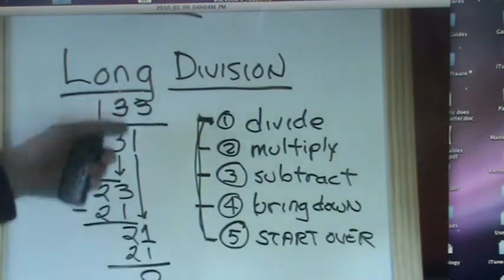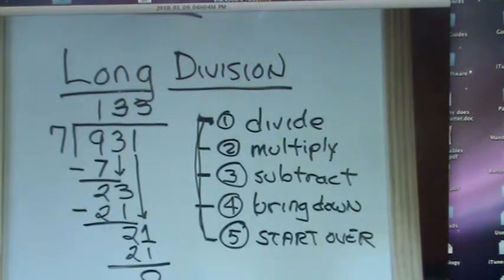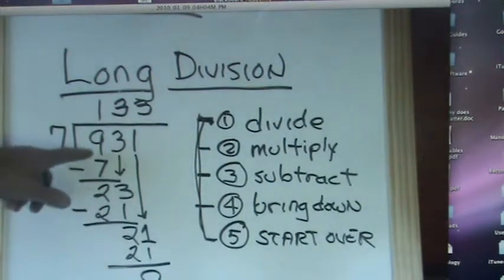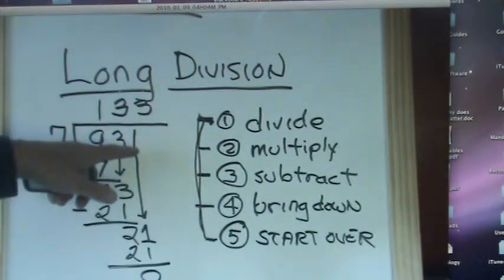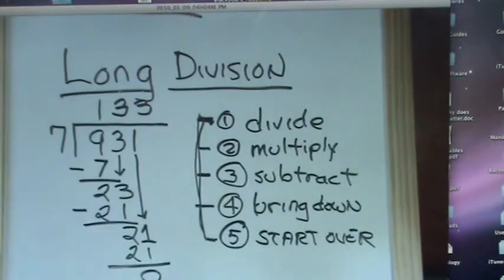0, nothing to bring down, so the problem is over. So 7 divided into 931 is 133.